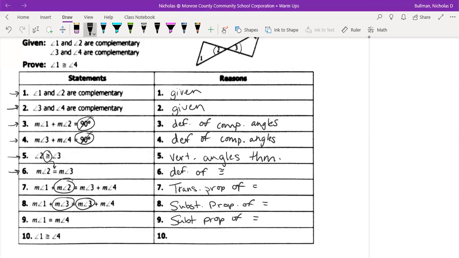Then the last statement says angle 1 is congruent to angle 4. Well, it's almost identical to statement 9, except I went from equals to congruence, which remember comes from our definition of congruence.